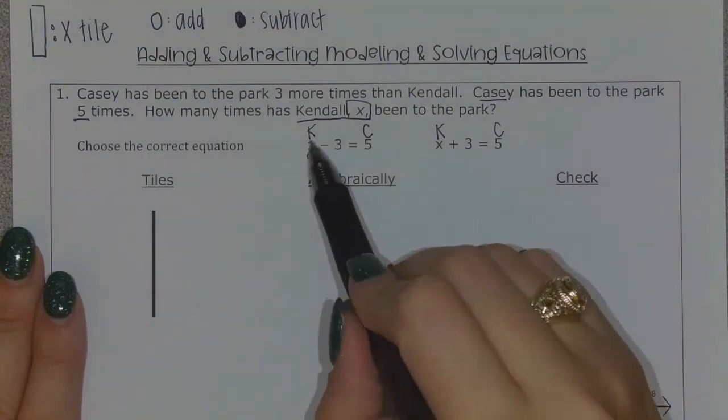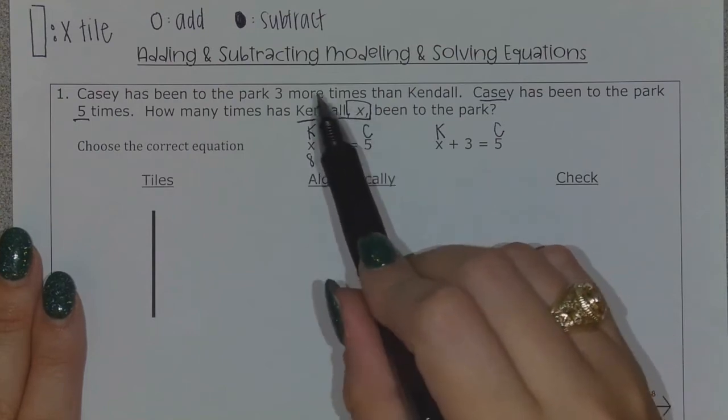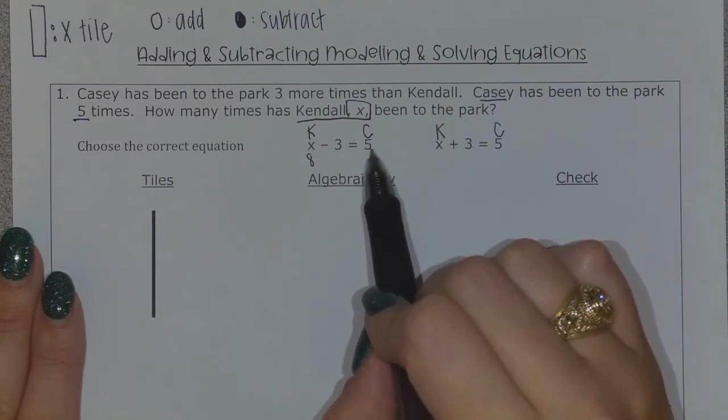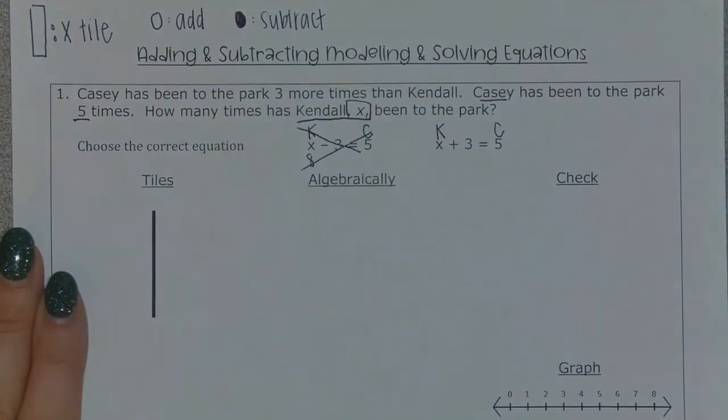So this would mean that Kendall's been to the park 8 times, Casey's been to the park 5 times, but I know that Casey has been there more than Kendall, so it wouldn't make sense that Casey would have a lower number than Kendall would have. So this is not my equation.